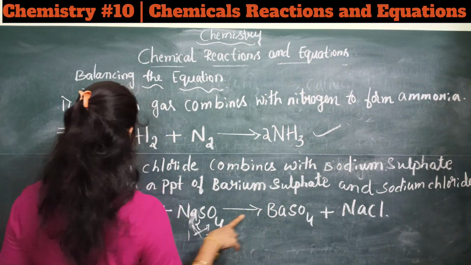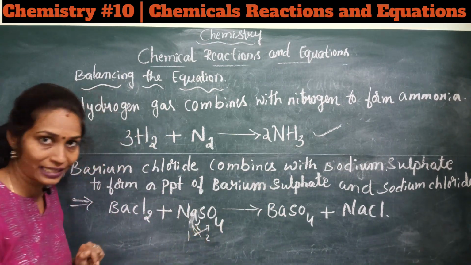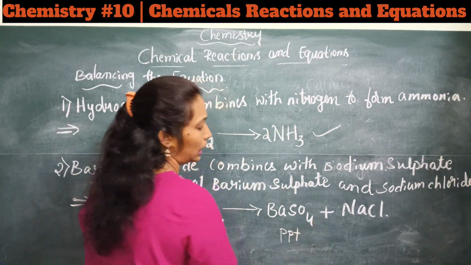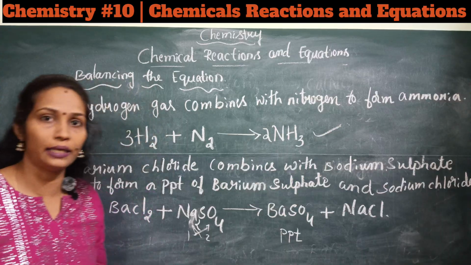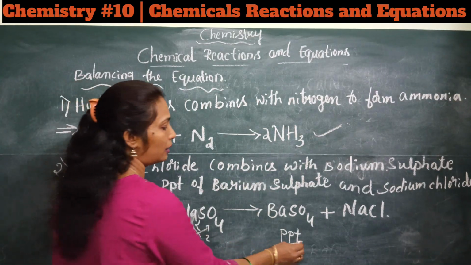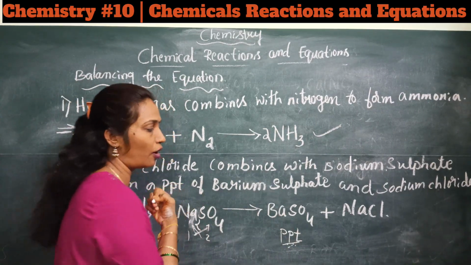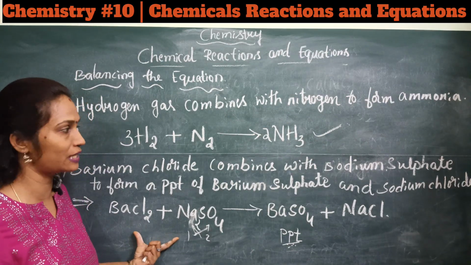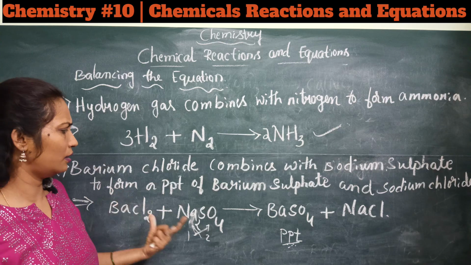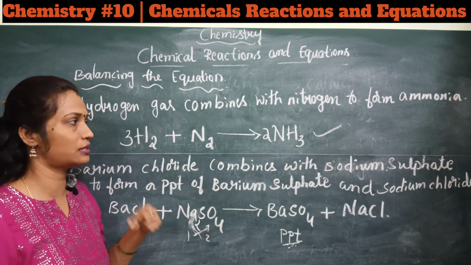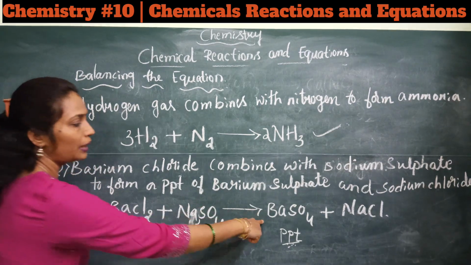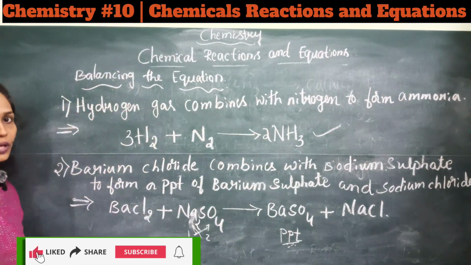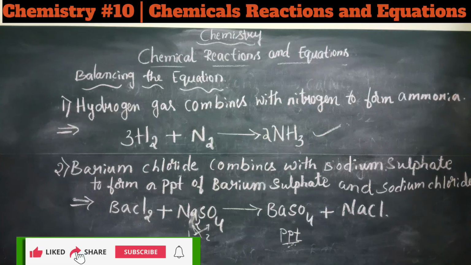What did we get on the product side, guys? Barium sulfate. So there is an exchange of ions. Because of that, there is a formation of PPT, the colorless insoluble solid. PPT means precipitate. That precipitate is going to form when there is an exchange of ions according to the double displacement reaction. In this reaction, BaSO4 is the precipitate, and there is a formation of one salt called sodium chloride. Now just balance this equation, guys.